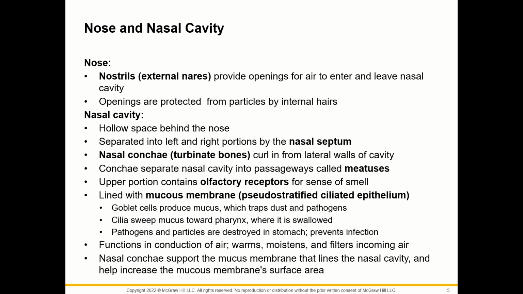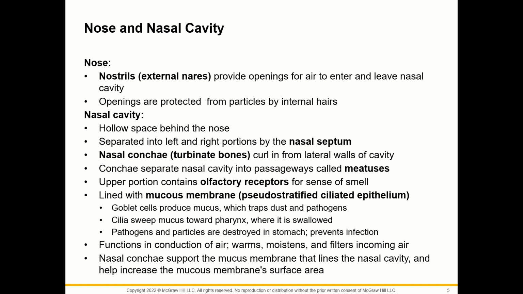Then the nasal cavity is the hollow space behind the nose, and it's separated into the right and left portions by the nasal septum. The nasal septum is made up of the ethmoid bone superiorly and the vomer inferiorly. And so there's actually a suture that joins those two bones, which is why people can have a deviated septum if the suture doesn't join correctly.